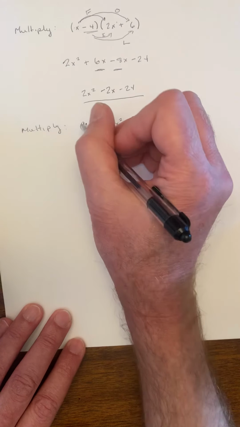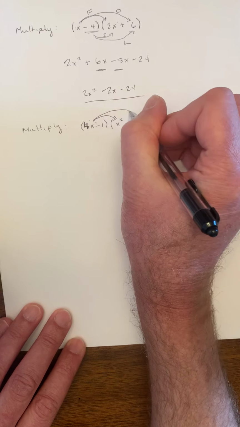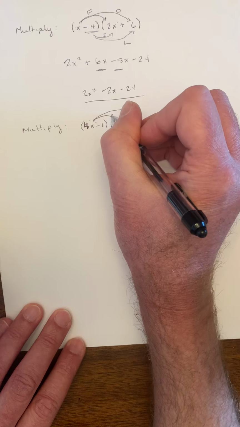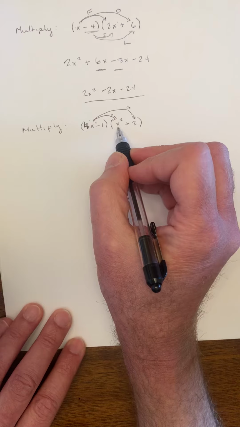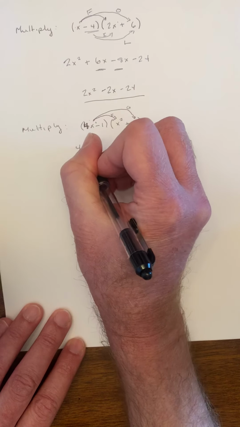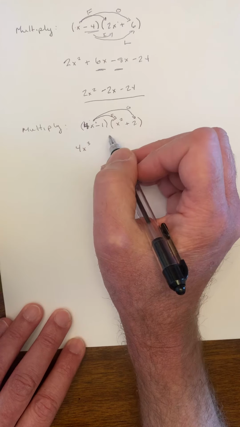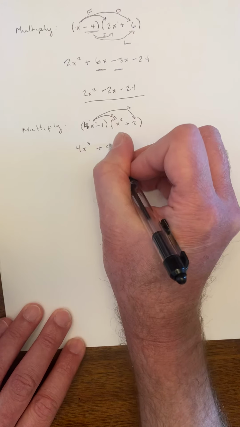Okay, double distribute. First term has to be distributed through there and through there. Remember, if you're doing the FOIL, that's first and that's outside. So 4x times x squared is 4x to the third power. 1 and 2 makes 3. And 4x times 2 makes 8x.